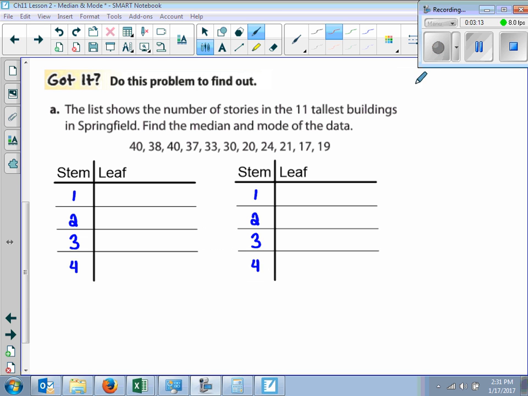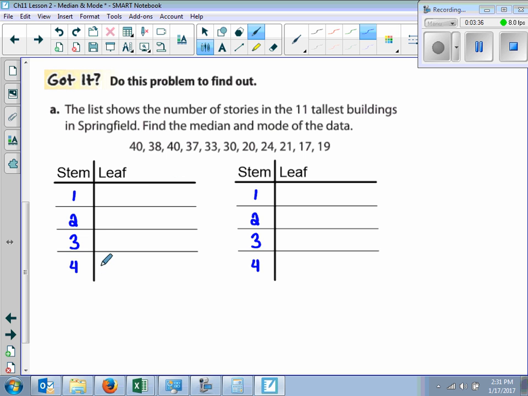So this one I want you to write down. The list shows a number of stories in the 11 tallest buildings in Springfield. We want to find the median and the mode of the data. So the first thing we want to do is put our data in order from least to greatest. And the best way to do that with a large set of data is to use a stem and leaf plot.